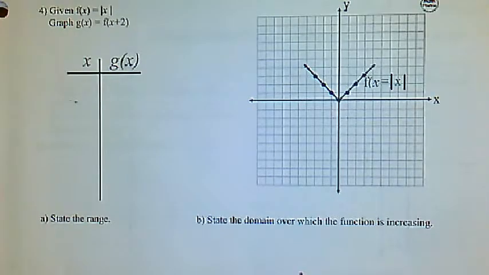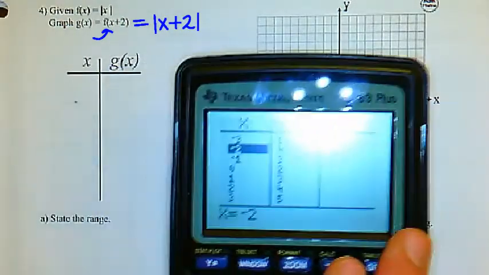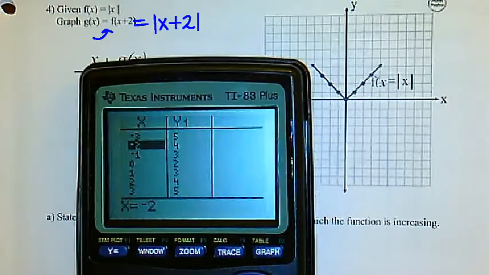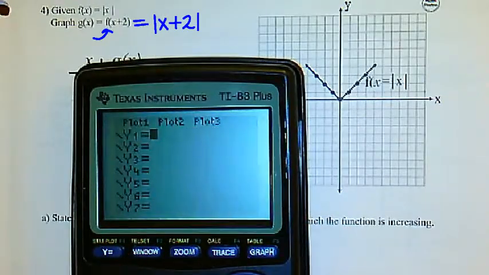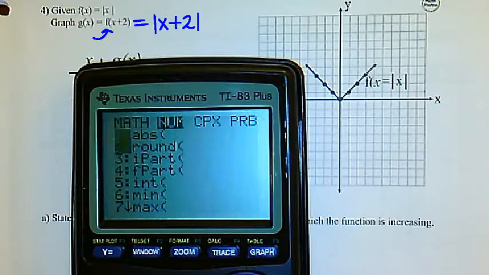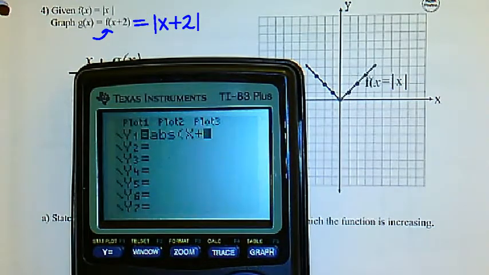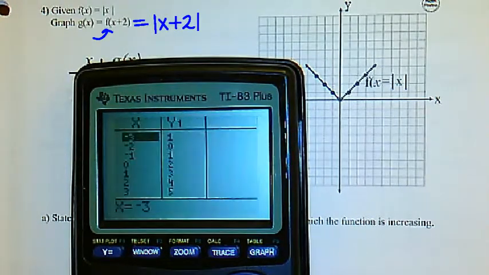So that was if we added or subtracted outside of the parentheses, it would just go up or down. Now if you get something that looks like this, this would be equal to x plus 2 inside of your absolute value. So we want to see how that moves. So if we did that, we would do, again, math, number, absolute value. So the x plus 2 is actually going to go all inside of the parentheses. If you have a different one, it actually will show you the absolute value, so that'll be even easier. Okay, go to the graph.